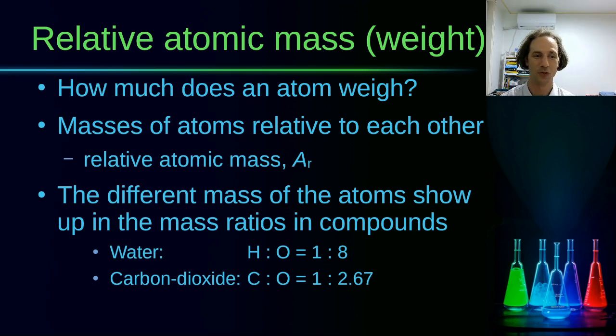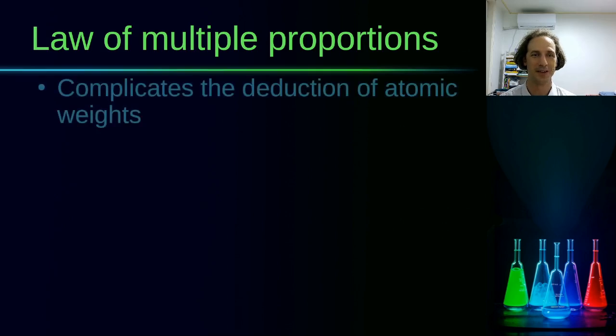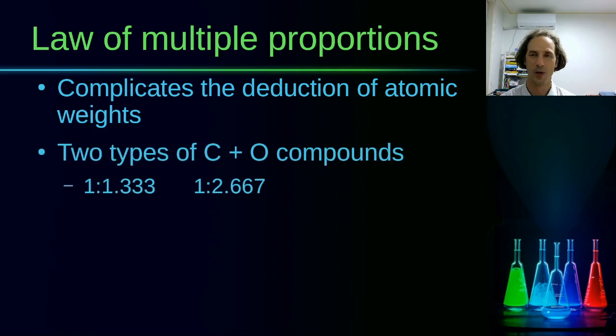arbitrary mass ratios. Like in water, it's 1 to 8 between hydrogen and oxygen, and in carbon dioxide, it's C to O in 1 to 2.67. But we know from Dalton's atomic theory that these compounds are actually made up of elements in relatively small whole number fractions, but because the atoms have different weights, the weight composition will not be those very simple numbers. And the law of multiple proportions complicates the thing further for us, because we can have multiple compounds which have different atomic compositions, and sometimes that can confuse us when calculating the relative atomic weights.